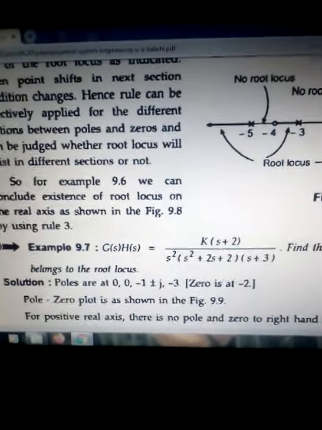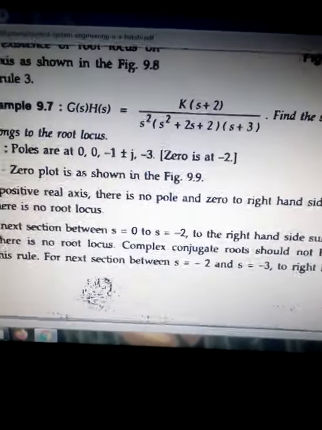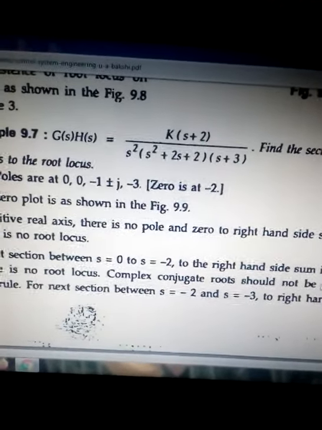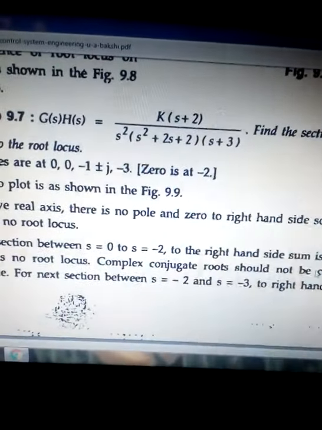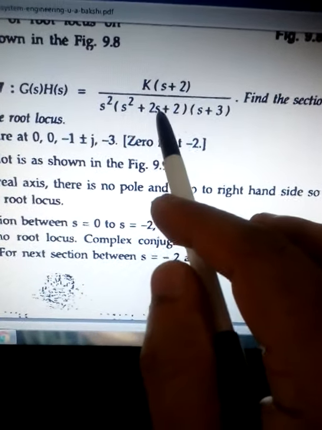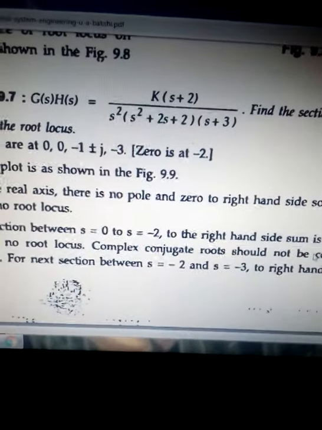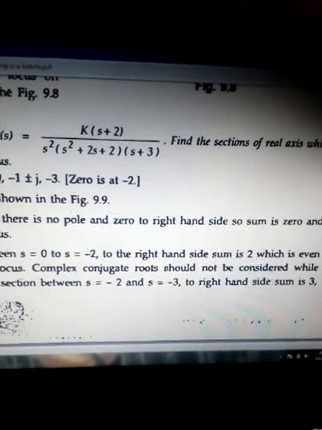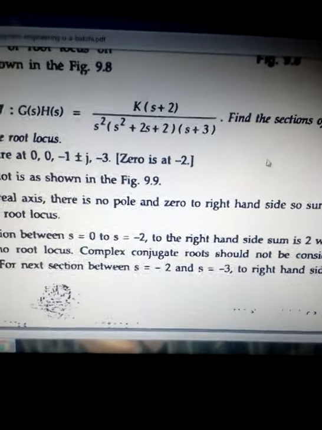So next, we'll check one more problem on this. The open loop transfer function is K into (s plus 2) divided by s square into (s square plus 2s plus 2) into (s plus 3). I need to find the sections of the real axis which belong to the root locus.